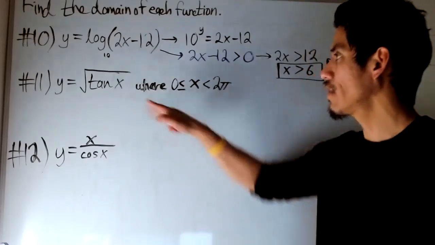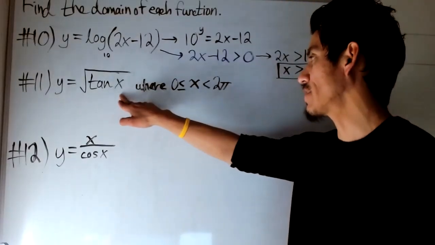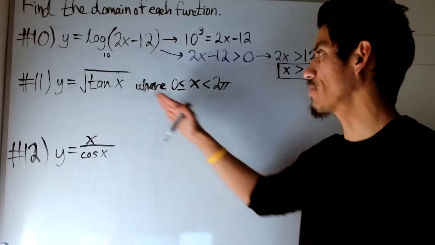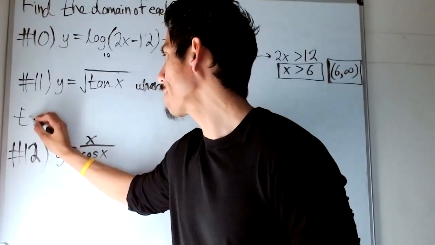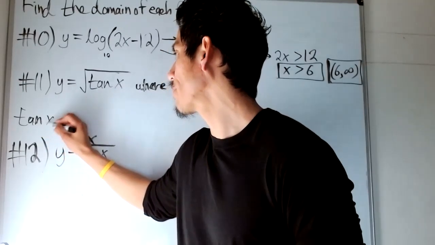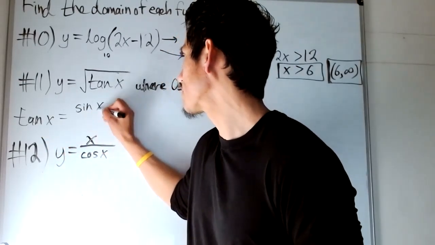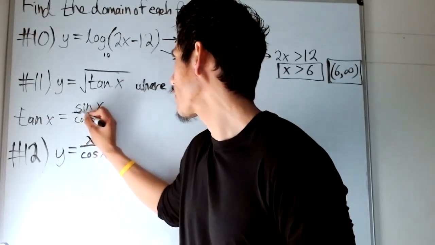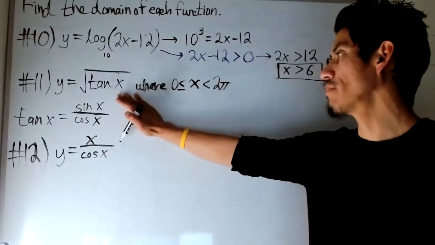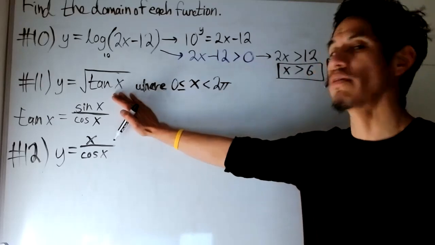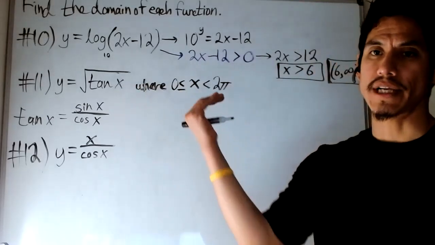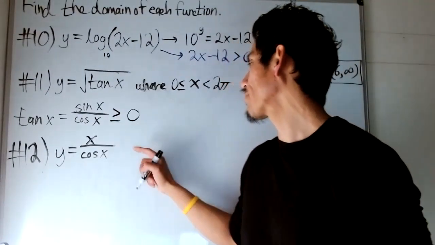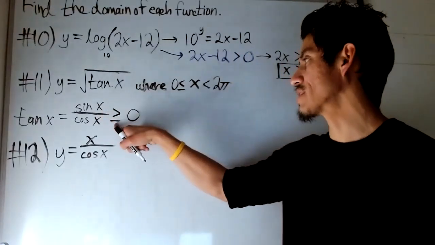All right, so number 11, we have y is the square root of the tangent of x, and our domain, or values of x, can be from 0 to 2 pi. Now, let's remember what the tangent of x is equal to, and that is the sine of x over the cosine of x. Now, this is key because we want to find values that will make the tangent of x 0 or greater, since we're taking the square root of it. So we essentially are going to make this greater than or equal to 0, and we just solve for the values that will satisfy this inequality.